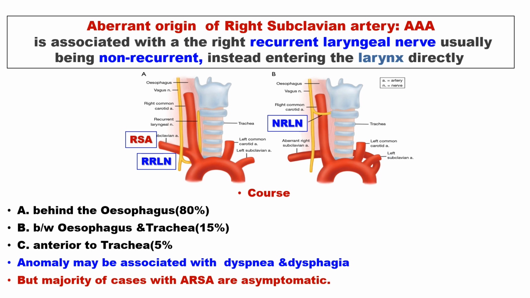This aberrant right subclavian artery can run behind the esophagus in 80%, between esophagus and trachea in 15%, and sometimes anterior to the trachea in 5%. The anomaly may be associated with dyspnea and dysphagia, but the majority of cases of aberrant right subclavian artery are asymptomatic.